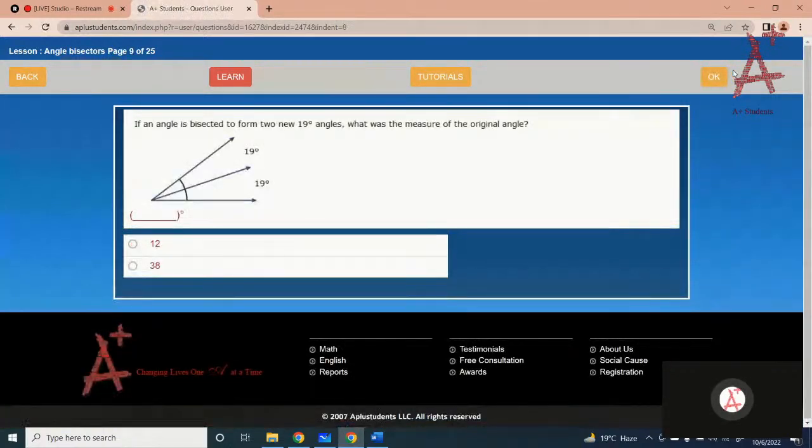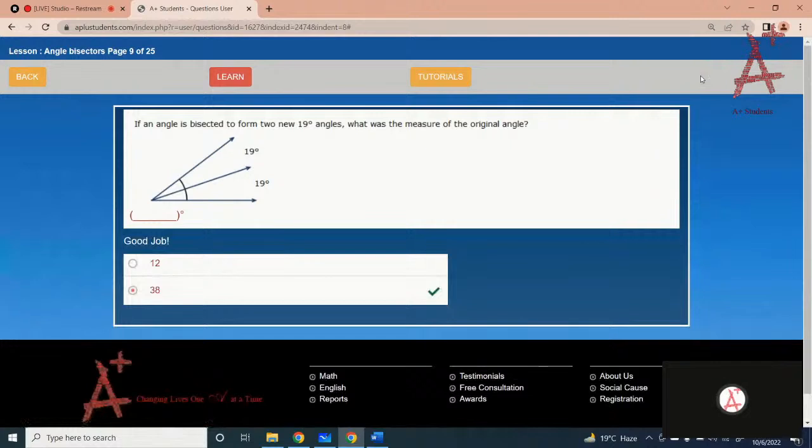Okay, if an angle is bisected to form two new 19-degree angles, what was the measure of the original angle? 19 times 2 is 38. So the original angle has the measurement 38. Got it?